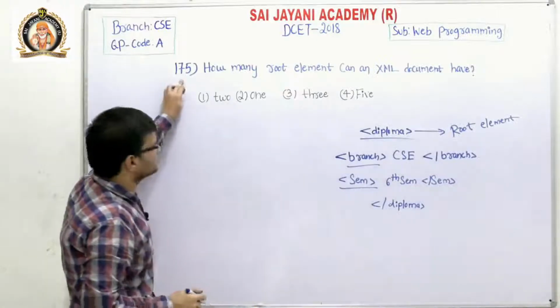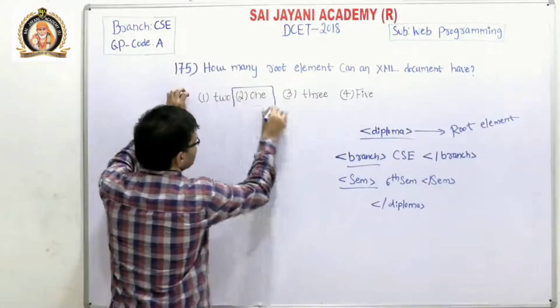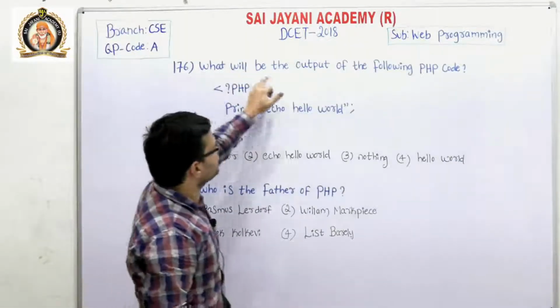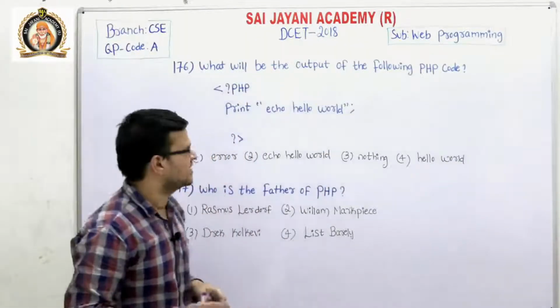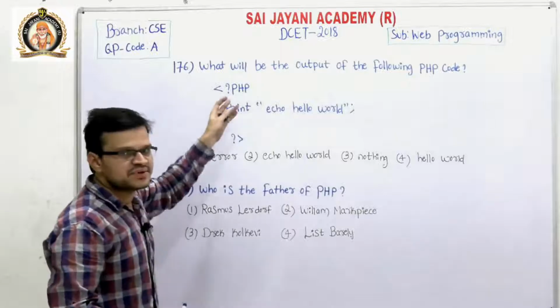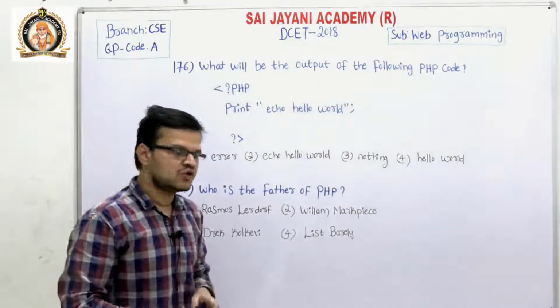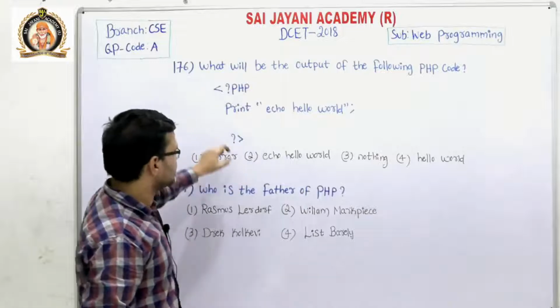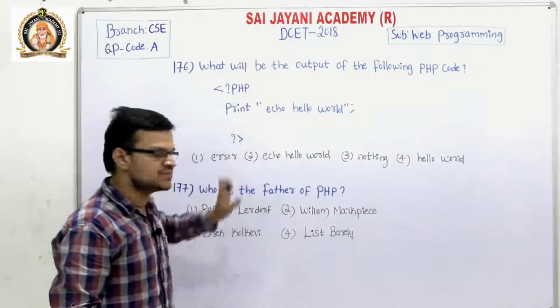So for question number 175, the second option, 1, is the right answer. Question number 176: what will be the output of the following PHP code? This is the PHP code. PHP code starts with less than question mark PHP and ends with question mark greater than symbol.